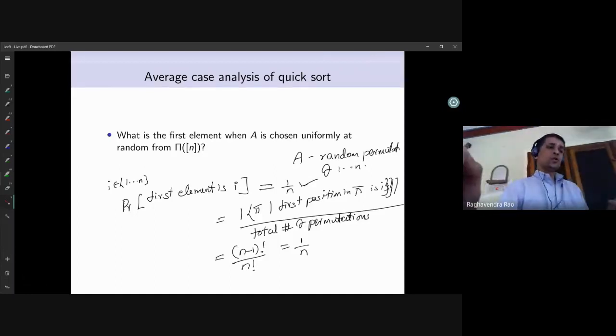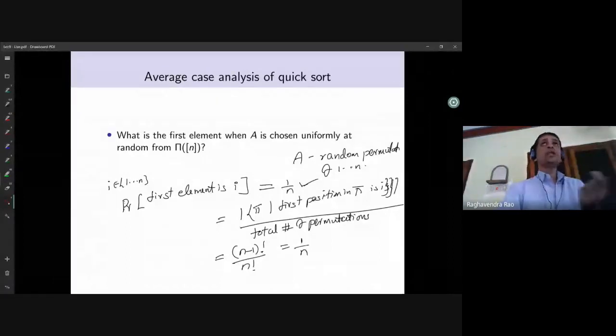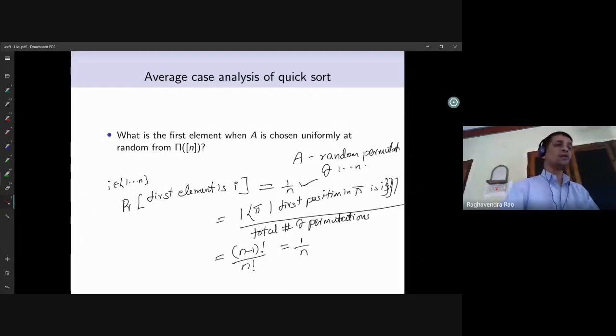So in other words, the first element is uniformly at random. This is true for any I, so it's equivalent to choosing an element at random. Or in other words, when you feed quicksort an array chosen uniformly at random among the permutations of 1 to n, it's pretty much like running a randomized quicksort.